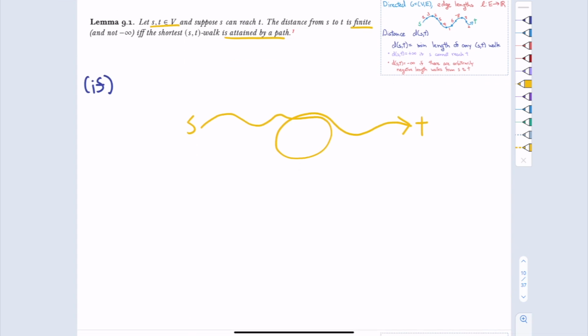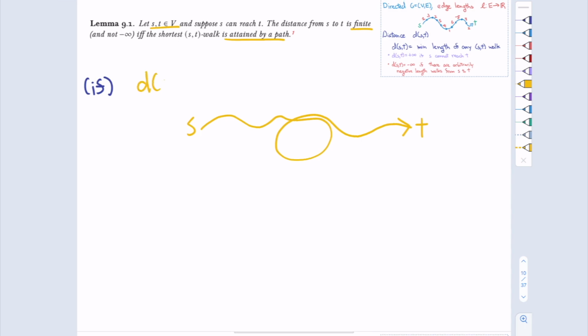The real claim is that if the distance from S to T is finite, then there is a path of length equal to L. So let's say that d(S,T) is equal to L for some fixed value L. Okay. And now the claim is that there's a path from S to T of total length L.